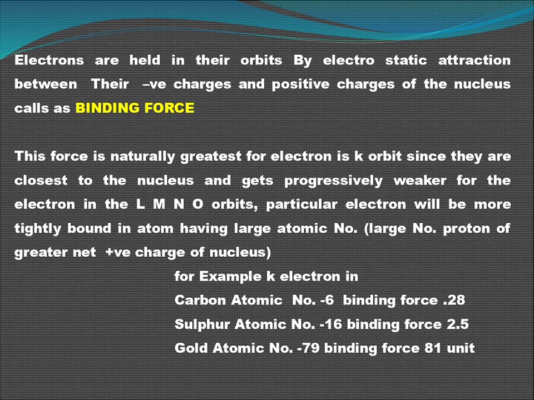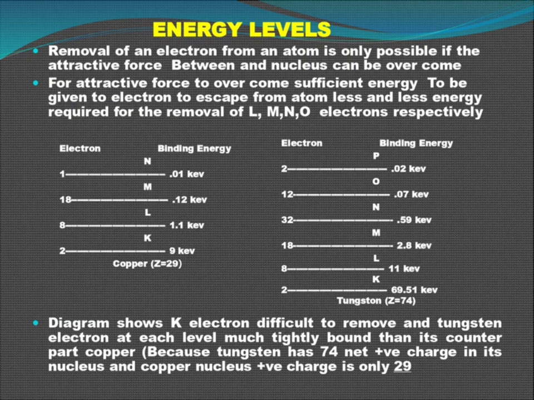Complete atoms are electrically neutral. Why? Because the number of electrons in the outer orbits and the number of protons inside the nucleus are equal, and a neutron does not have any charge. That's why they are electrically balanced. So atomic number is basically the number of electrons, or the number of protons.